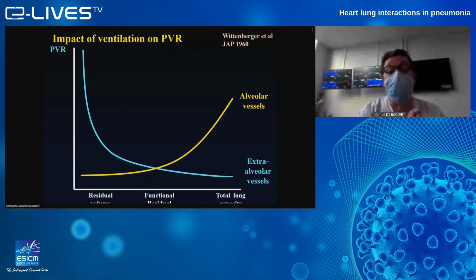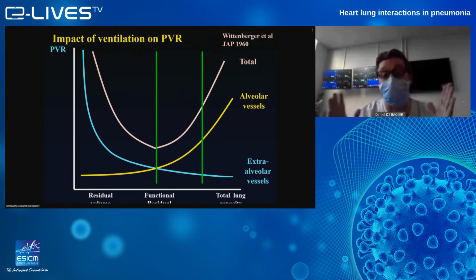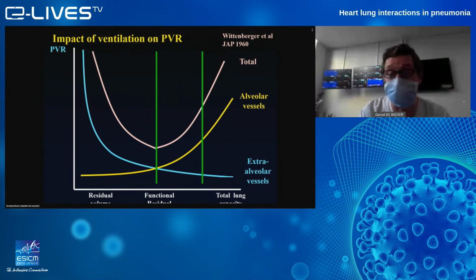So the sum, which is the resistance that the right ventricle is seeing, is like a U-curve with a minimal resistance at the level of the functional residual capacity. The issue is that we ventilate these patients, usually selecting the PEEP to have the best functional residual capacity, and so we will increase the resistance during ventilation, and of course, the higher the tidal volume, the higher the increase in resistance in this condition. As you can also see, the relationship is not really linear, it's more an exponential one, increasing even further with even higher tidal volumes in these conditions.